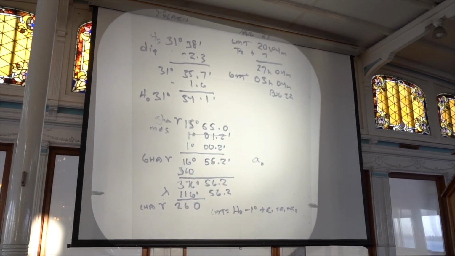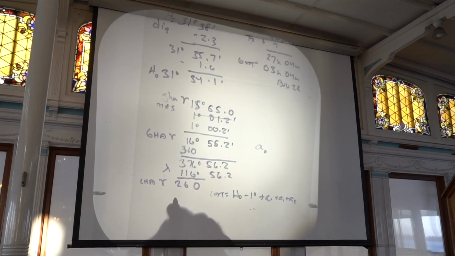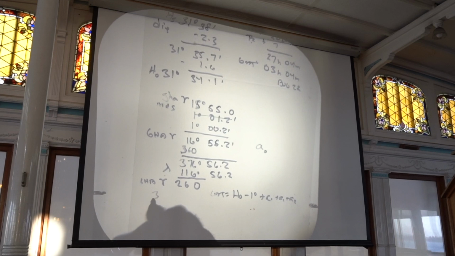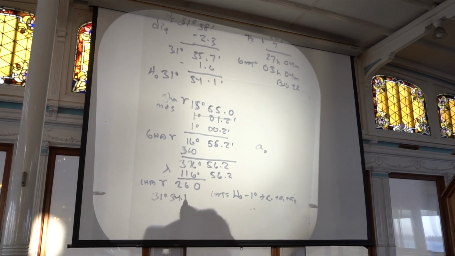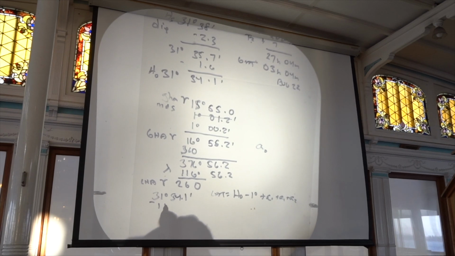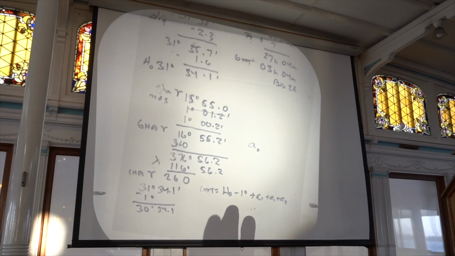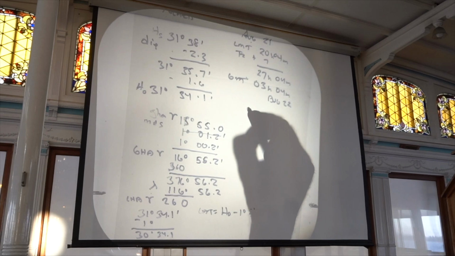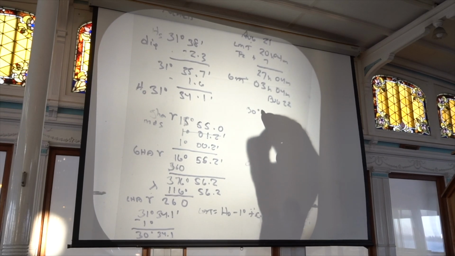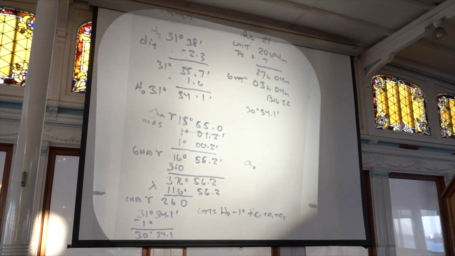So if we go ahead and work that out, HO is 31 degrees, 34.1 minutes. Subtract a degree, and we end up with 30 degrees, 34.1. Okay? Now I'm just going to come over here because there's blank space. So we have 30 degrees, 34.1 minutes, to which we now add A sub 0.